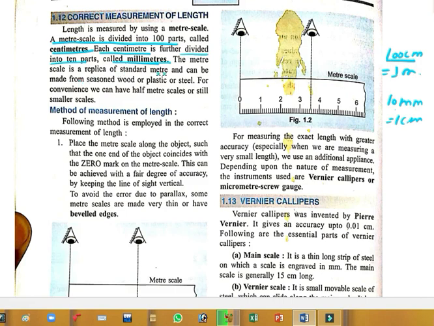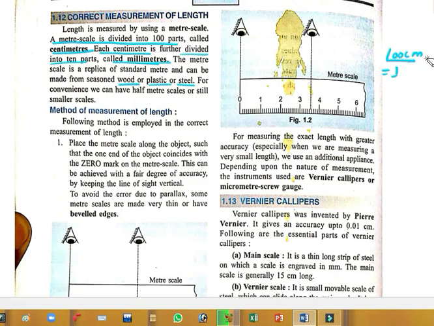Okay, the meter scale is a replica of the standard meter and can be made, as you can see, of wood or plastic or steel. Okay, so for convenience we can have a half meter scale or a still smaller scale. Generally we use a 15 centimeter scale or a 30 centimeter scale. We use this type of scale, or we can use the 100 centimeter scale also. These are generally made of wood.